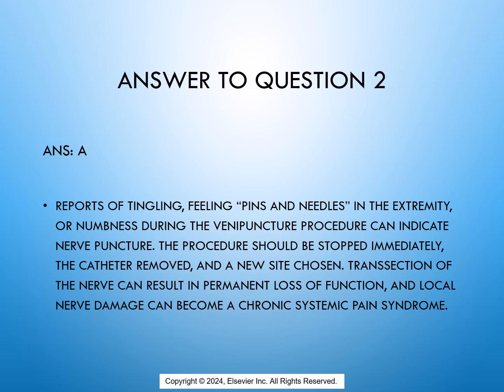The correct answer is A. Reports of tingling, feeling pins and needles in the extremity, or numbness during the venipuncture procedure can indicate nerve puncture. The procedure should be stopped immediately, the catheter removed, and a new site chosen. Transection of the nerve can result in permanent loss of function, and local nerve damage can become a chronic systemic pain syndrome.